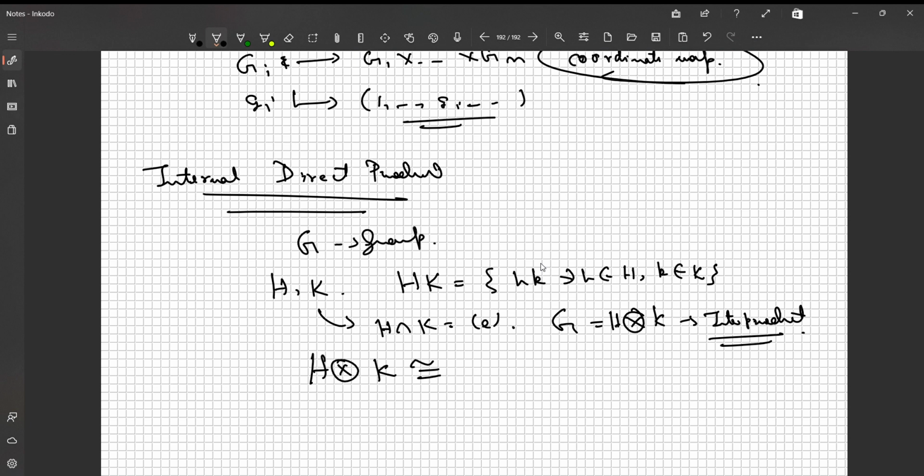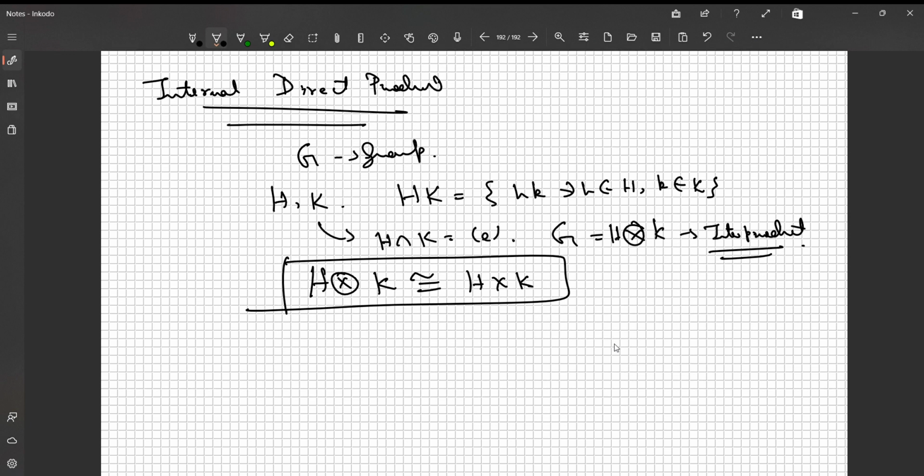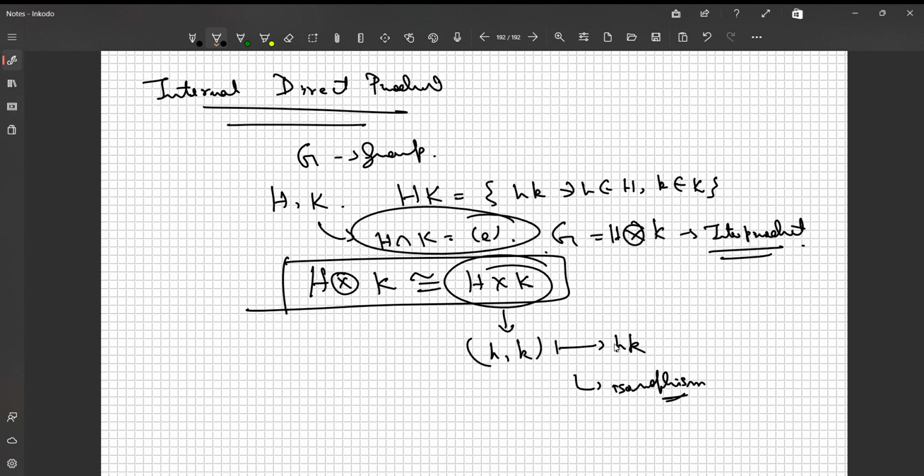And this internal product is isomorphic to H cross K. H and K are subgroups of G, so we can think of them being groups independently. So if I think of them being groups independently, I can think of the direct product of them, and these two are isomorphic. Try to establish an isomorphism, because this is quite a trivial observation. See, if I talk about elements from out of H cross K, there should be elements of the form (h, k). Map it to the product hk and try to establish an isomorphism out of it. Make use of the fact that they have a trivial intersection. Okay, clear?